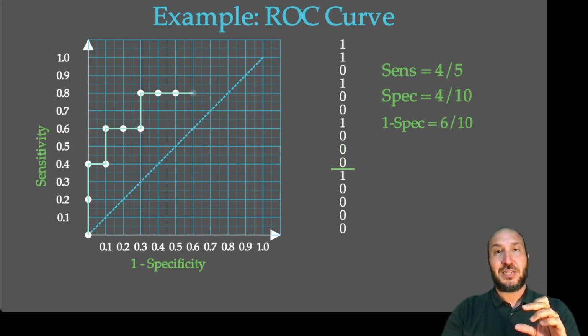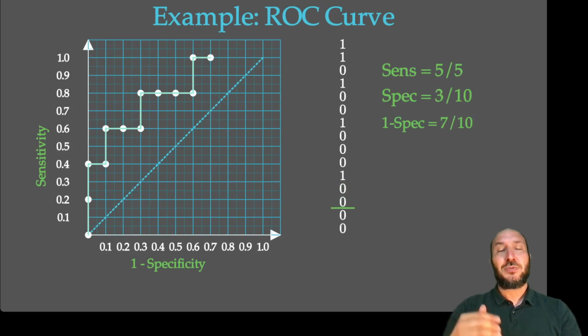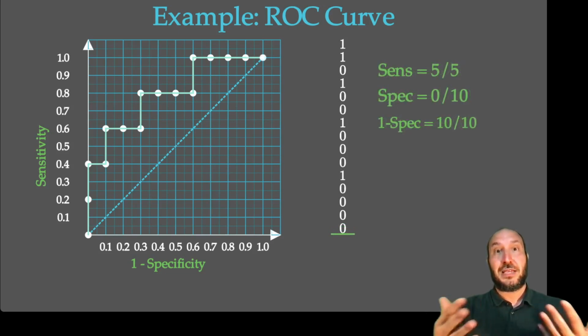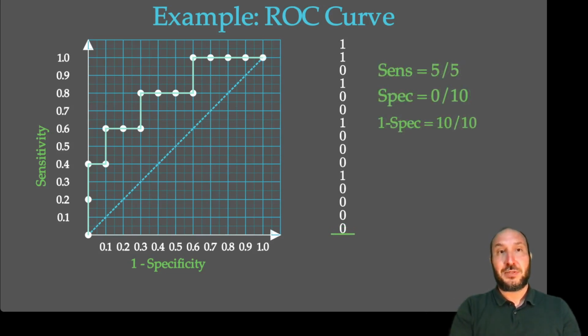So our sensitivity is going to move in units of 1/5 or 0.2. And when we move to the right, we're moving in units of 1/10 because there were 10 legitimate transactions. So we're moving in units of 0.1. And so as our threshold goes from the most restrictive to the least restrictive, we're going to take 5 steps vertically of length 1/5 and 10 steps horizontally of length 1/10. And so at the end of this process, we'll have gone from 0,0 to 1,1.